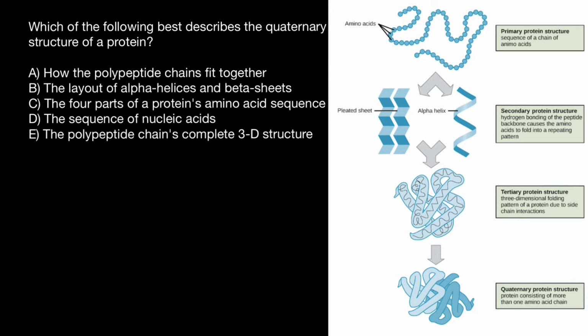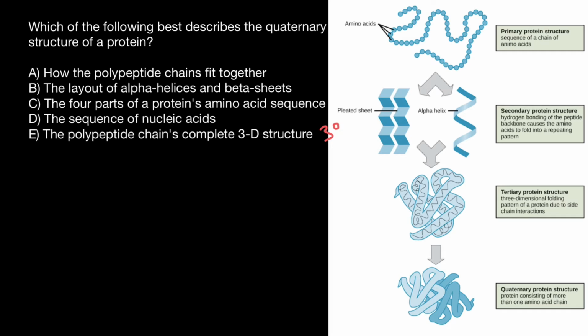For example, let's start with the end of this list, the polypeptide chain, complete 3D structure, and this is going to be description of the tertiary structure of the protein, three-dimensional folding pattern of the protein due to side chain reaction. So this is wrong answer, and this is going to be tertiary structure.